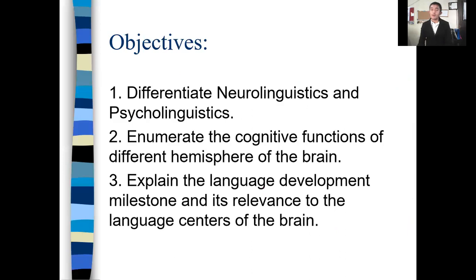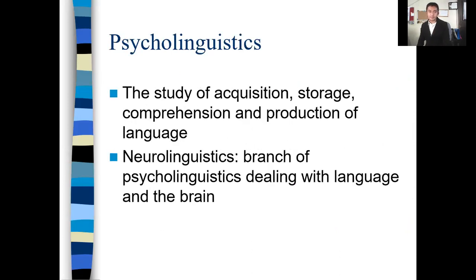But first, our objectives are: differentiate neurolinguistics and psycholinguistics, because this has something to do with the brain and the acquisition of the language. Second, enumerate the cognitive functions of the different hemispheres of the brain. And third, explain the language development milestones and their relevance to the language centers of the brain.